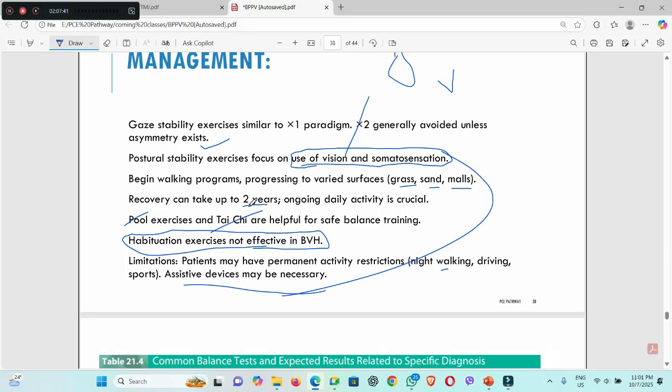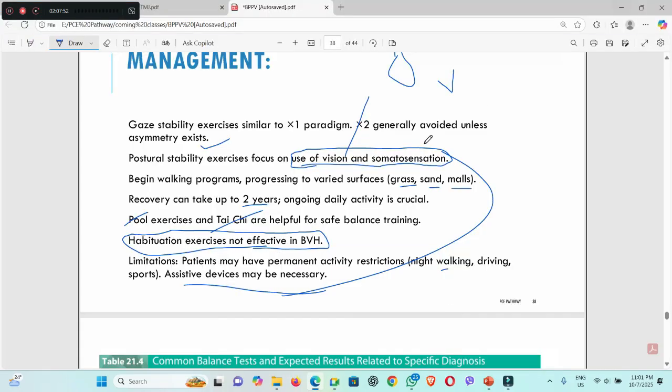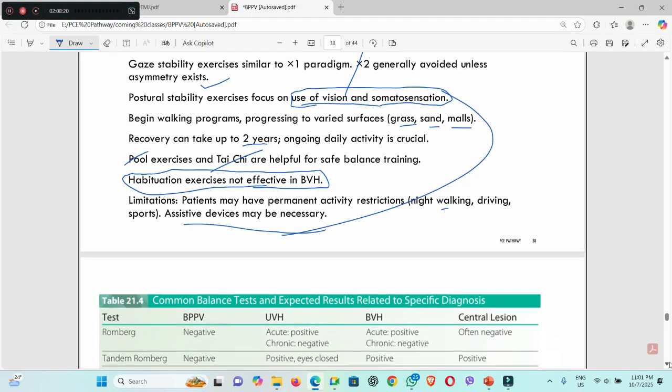So BVH recovery can take up to 2 years. Pool exercises and Tai Chi are helpful for safe balance training. They can ask which exercises are safe in BVH, so look for pool exercises, Tai Chi. Habituation exercises are not effective in BVH. Important point, right? Limitations: patients may have permanent activity restrictions, night walking, driving, sports. Assistive devices may be necessary.